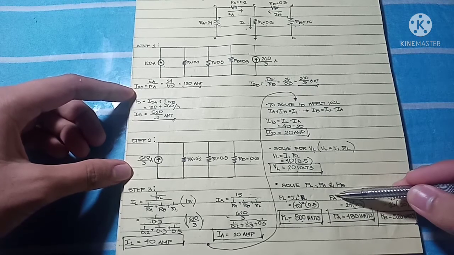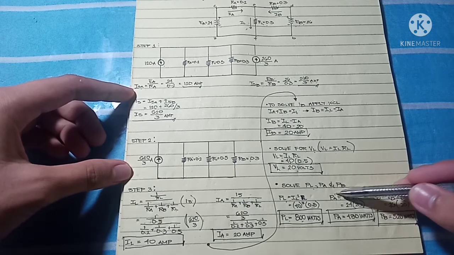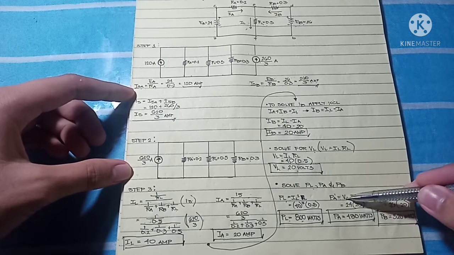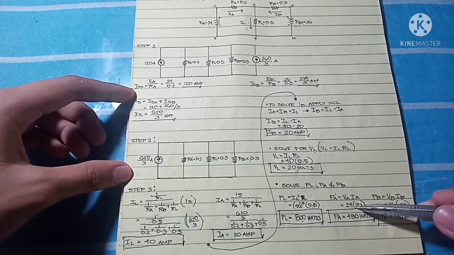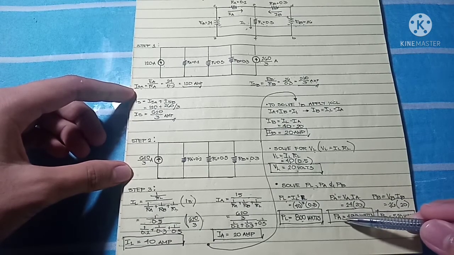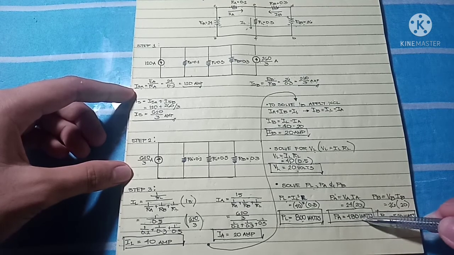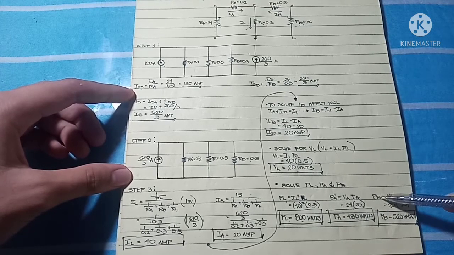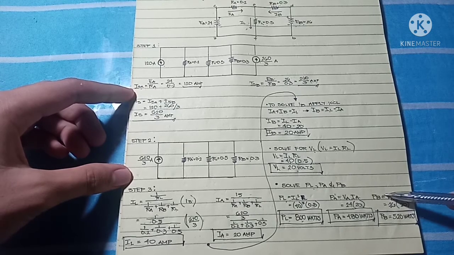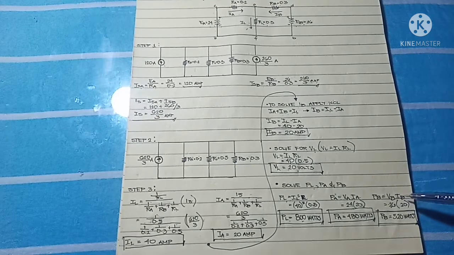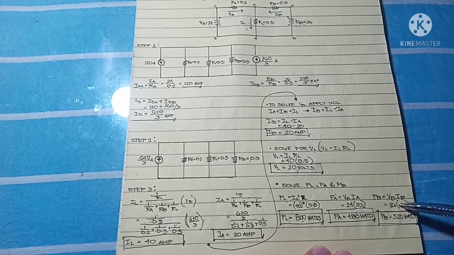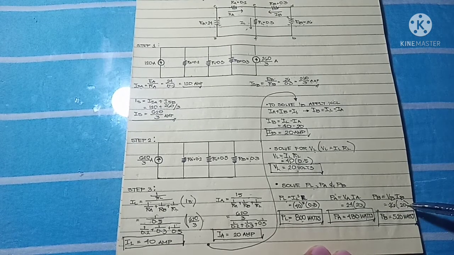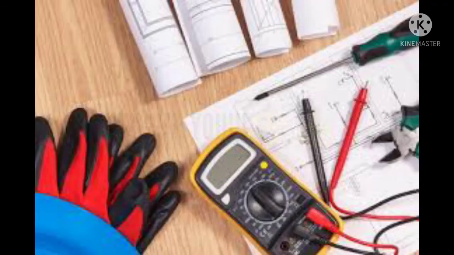To solve PA, power A, we can use PA equal to VA times IA. Substitute the values, 24 times 20, so PA is equal to 480 watts. Then solve for PB, it is equal to VB times IB. Then substitute the values, 26 times 20, PB is equal to 520 watts.